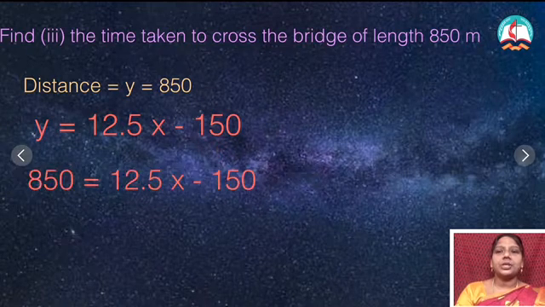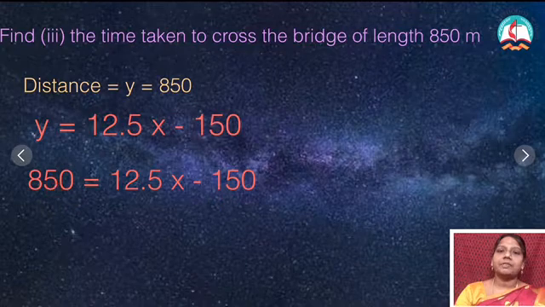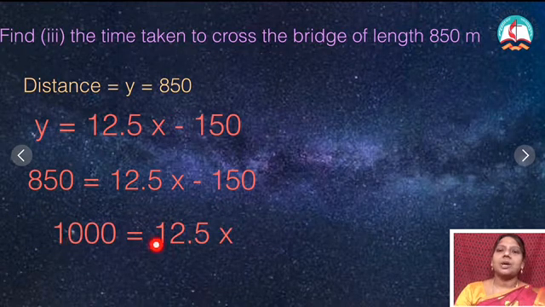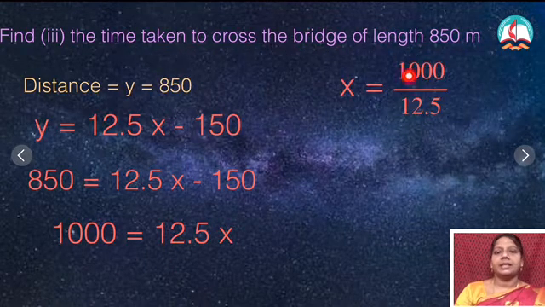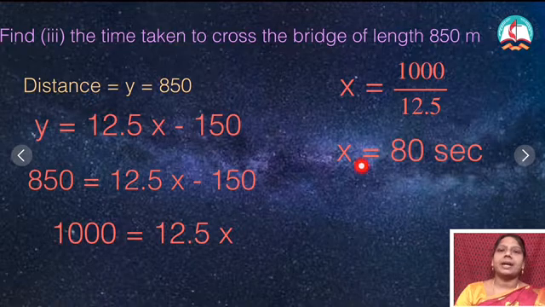So if I am substituting y is equal to 850, then I just bring this minus 150 to the other side. It becomes 1000 equal to 12.5x. So x is equal to 1000 divided by 12.5. Therefore, the time taken is nothing but 80 seconds. Okay, so this is the problem. Now, we are moving to one more problem.